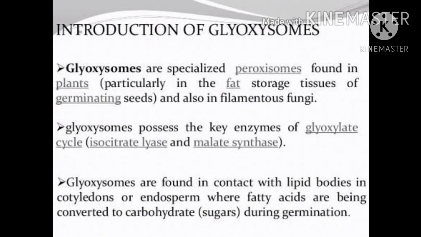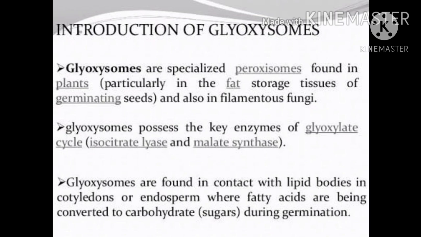Okay, for proper seed germination, this fat or oil has to be converted into sugar or carbohydrate, isn't it? Okay, and that process takes place by means of beta oxidation of fatty acid as well as by another cycle known as the glyoxylate cycle. Okay, and the key enzymes involved in the glyoxylate cycle are isocitrate lyase and malate synthase. I think a question about these key enzymes was asked in a previous year's CSIR NET exam. So these two enzymes are very important.